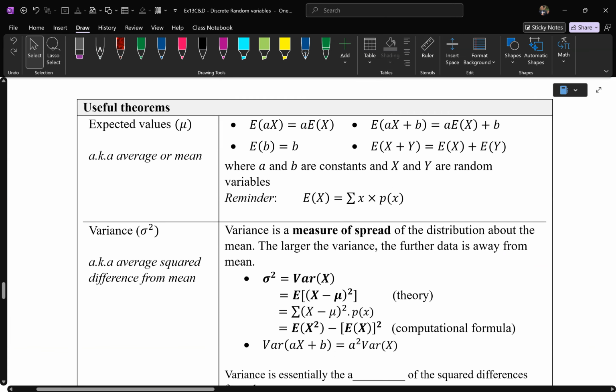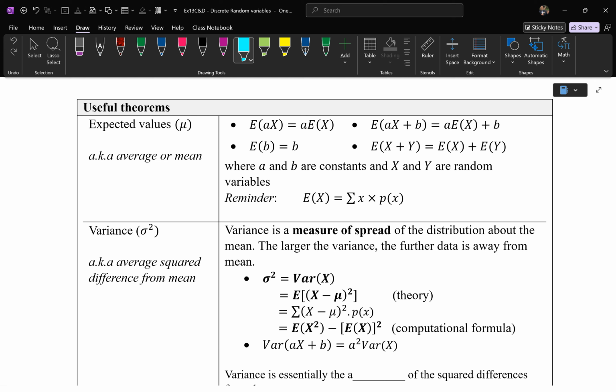There are some key properties I want you to highlight or box. This will be useful in your bound reference. I don't think some of it is in your formula sheet. That's why. So what's useful? I'm going to highlight them. This is useful.